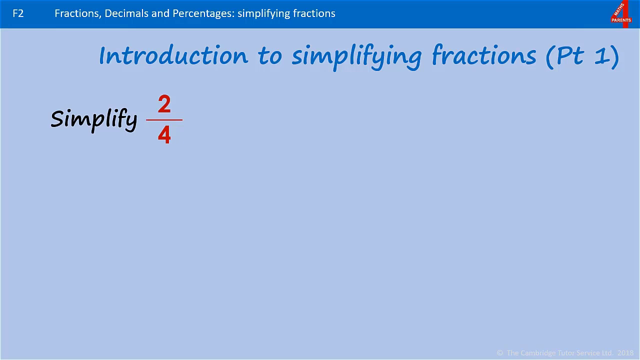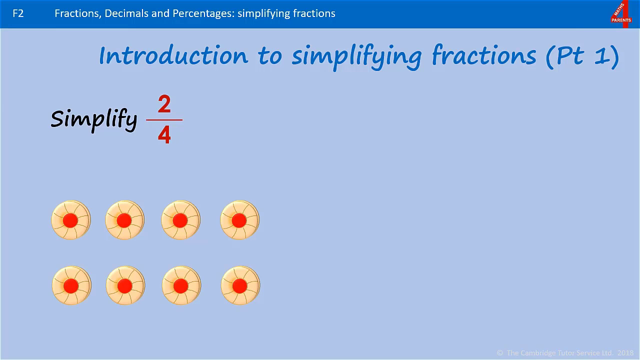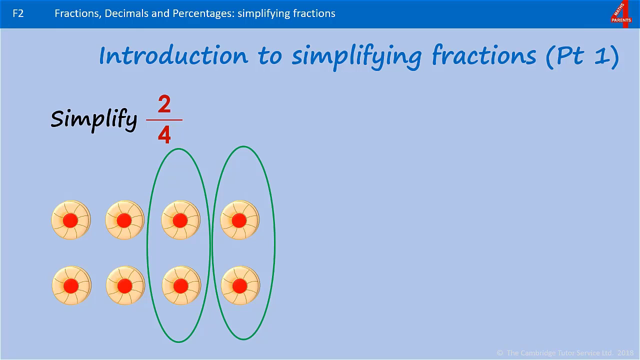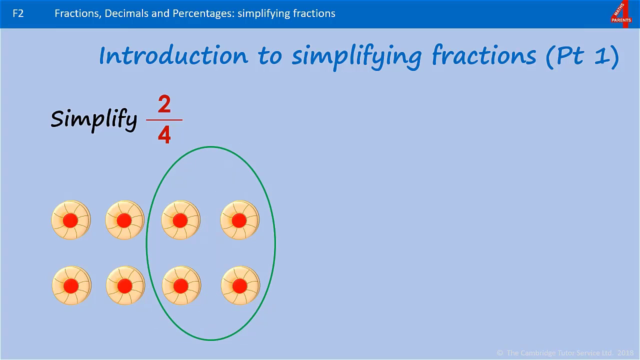We have already done this one, but have a go. This time we've got 2/4, but we're representing them with 8 biscuits. Pause the video, have a go. So if we have 1/4, that's 2 out of the 8 biscuits. If we have 2/4, that's another 2 out of the 8 biscuits. Altogether, we've circled 4 out of 8 biscuits. You can see that's a half.